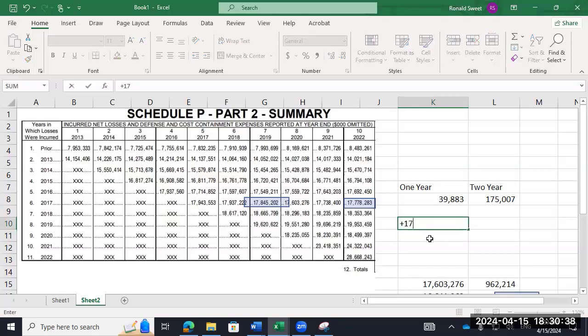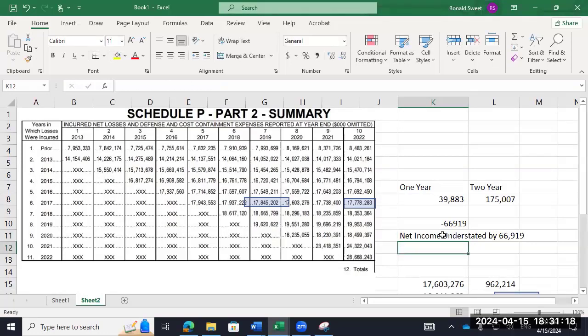And so you take 17,778,283 minus 17,845,202. So they overstated the reserves by 66,919,000. So net income understated by 66,919,000. Now, I'm not real picky if you say millions or whatever. That is 66 million, but you can just type 66,919. So the key is to get the 66,919 and to know that net income was understated. If you want to be safe, say claims were overstated, which means net income was understated. So you got to make sure you're going in the right direction.